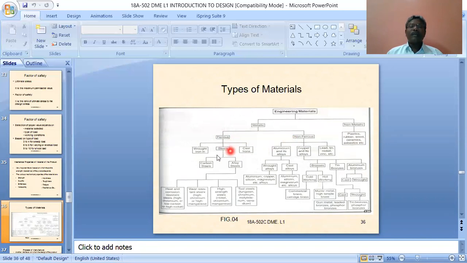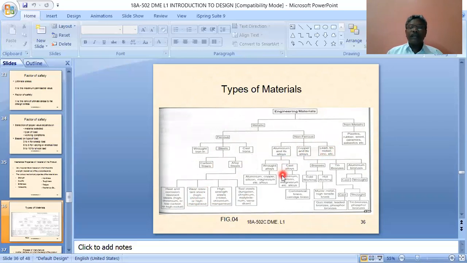In ferrous metals, there are wrought iron, steels, and cast irons. Among steels, there are carbon steels and alloy steels. In this case, alloy steels include heat and corrosion resistant steels, wear resistant steels, high strength steels, and tool steels. These are the ferrous materials. Whereas non-ferrous materials include aluminum and its alloys, copper and its alloys, lead, tin, nickel, zinc, etc.